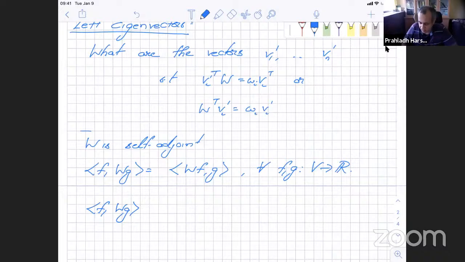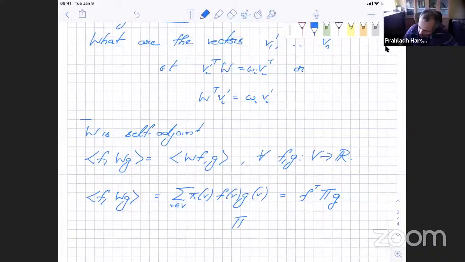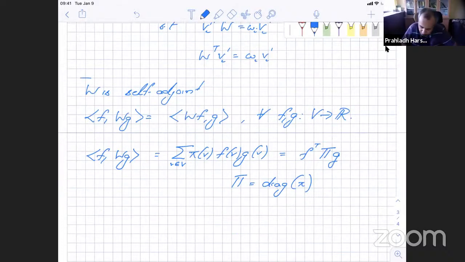What is FWG? We saw that it was exactly the sum of pi_v F(v) G(v) over v in V. This is the same thing as F transpose pi G, where pi is diag of the stationary distribution. Are people with me on this? So I've just written it this way. The reason I'm writing it this way is I want to get transposes into the picture so that W transpose will come in. So let's write down WFG in the same way.